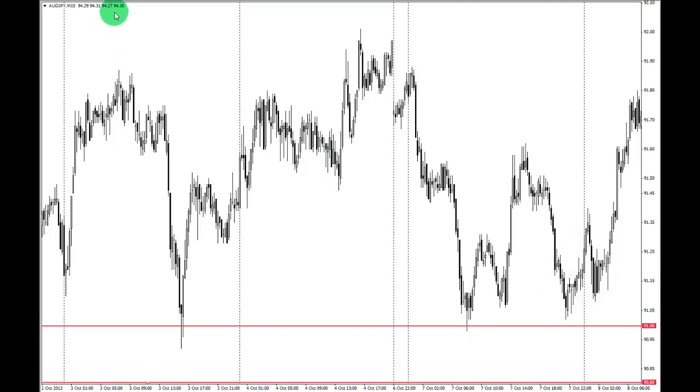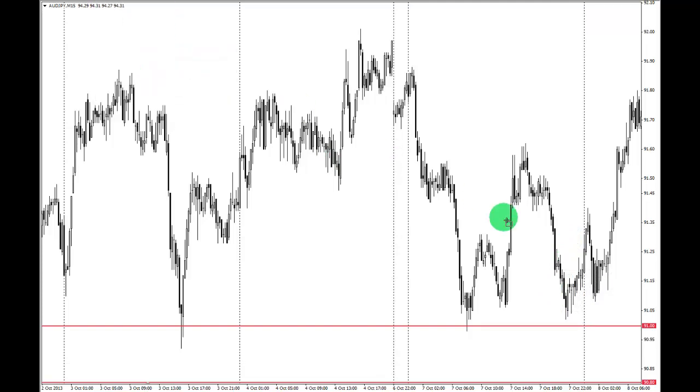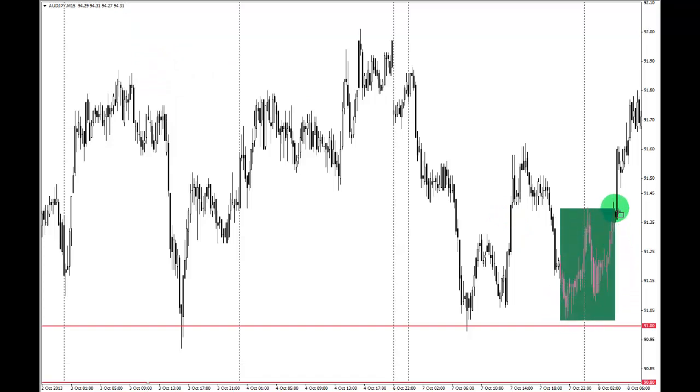So let's just bring a little bit more light to this example. I'm going to highlight this area right in here. Okay, and what we're going to do is we're going to drop down into a 5-minute chart.